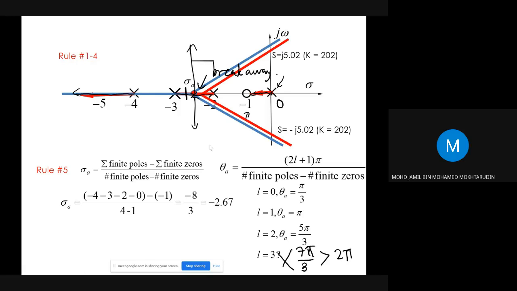Okay, so your root locus is something shown in the slide. So dia akan break away, and then it will increase and never cross the asymptote, and cross the jw axis. And it must be symmetric, symmetric about the real axis.